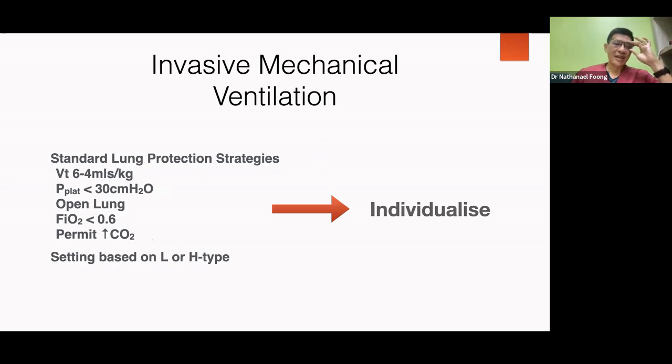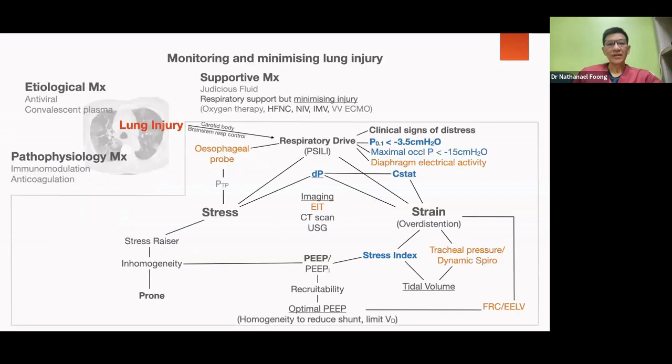Of course, we can always start off with the standard lung protection strategy that we know, all right, with a tidal volume and a plateau pressure that is set, or setting based on the L or H type, where the H type is basically this setting, and the L type is basically when you know that the patient is less suitable, you put a PEEP of less than 10, with allowing a tidal volume going up to 8 mils per kilo. But I prefer to look at whatever we discussed, how lung injury occurs through the effect of stress and strain, and we can probably individualize to the patients regardless whether it's an L or H type or somewhere in between. All right, going back to the earlier diagram that I showed you.